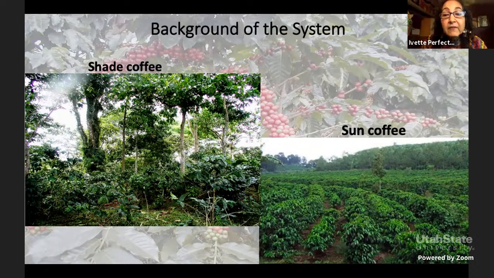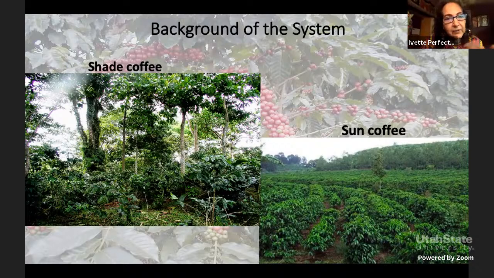You probably have heard of the shade and the sun coffee systems. Those of you who have heard anything about coffee production probably have heard about shade coffee and sun coffee, which are the two extremes of the management system. And you can see them here, these two pictures. But the reality is that rather than this binary classification, coffee production can be organized along a gradient.